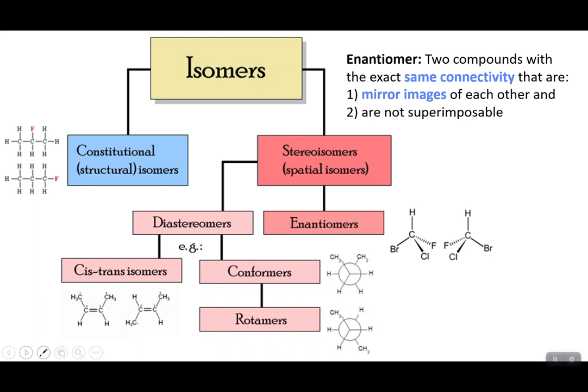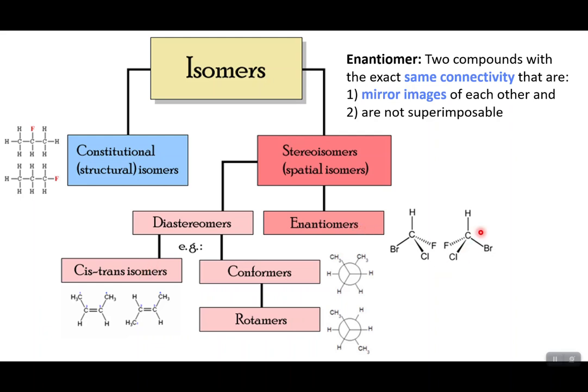So that's why they fall under stereoisomers, meaning their bonding patterns are the same. That's what we mean by same connectivity. But they are mirror images of each other, and they're not superimposable. So this is going to be the main difference between the other type of stereoisomer we've talked about, which is the cis-trans isomers. These are not mirror images of each other. Enantiomers will be mirror images of each other. An example of that is shown here.